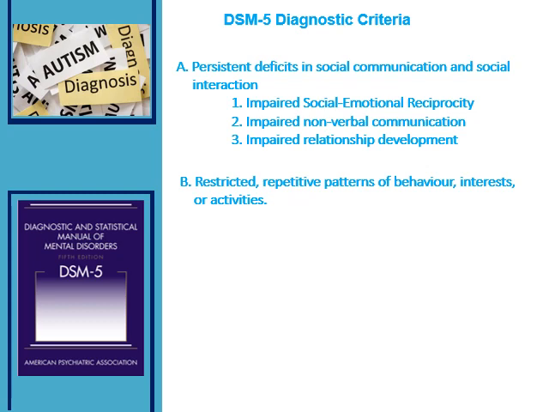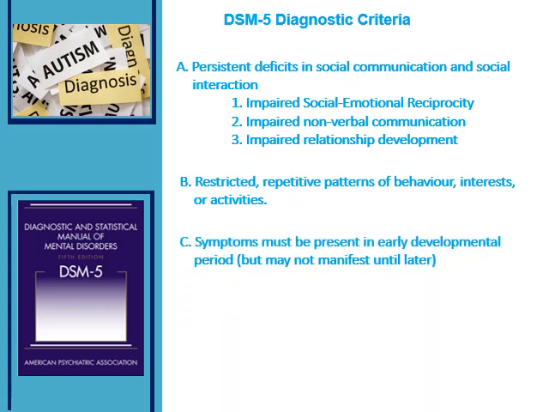The second criteria, or criterion B, is that you demonstrate restricted, repetitive patterns of behavior, interests, or activities. The third criteria is that these symptoms must be present in the early developmental period, even though the difficulties from them may not be manifest till later, when the demands of interacting and the demands of life show them.